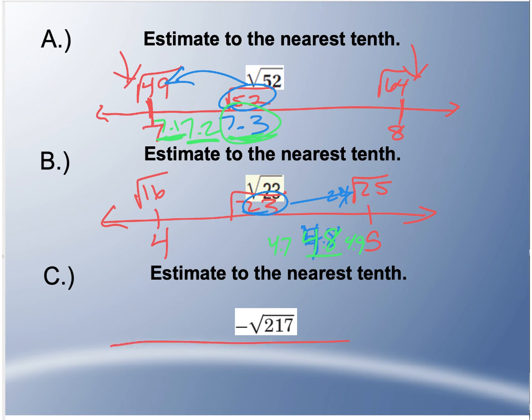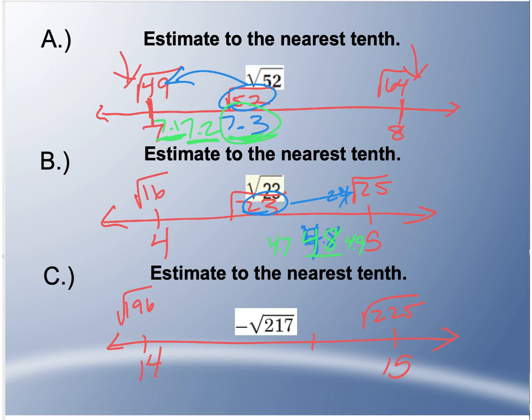Let's do the negative square root of 217. I want you just to ignore the negative for right now until we get to the end. So the perfect square above it would be 225. The perfect square below it would be 196. So the square root of 196 is 14. The square root of 225 is 15.